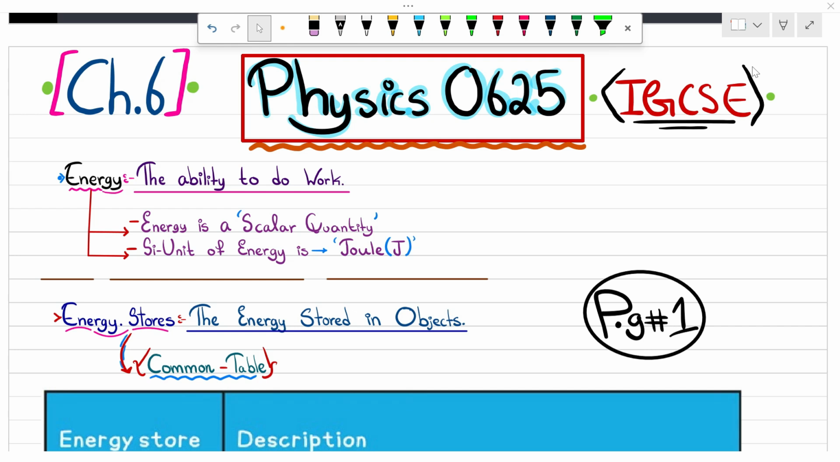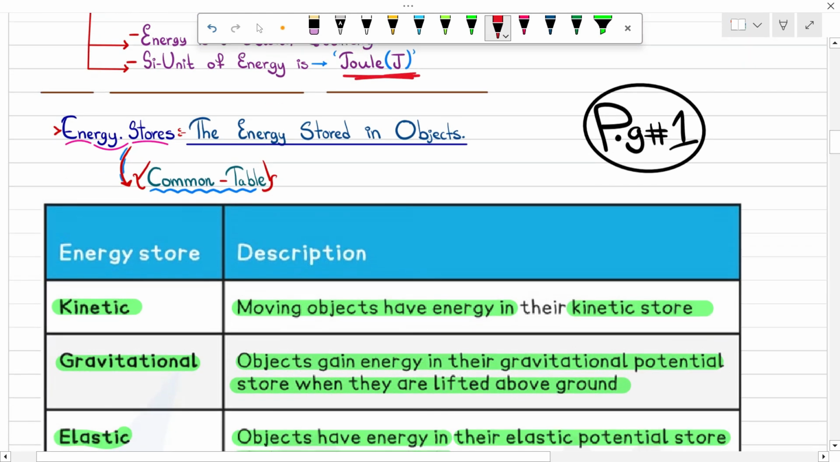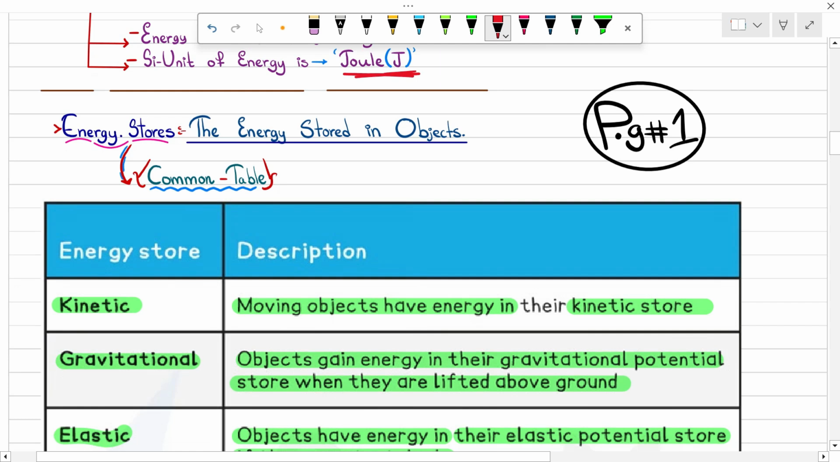All right, the SI unit of energy is joules. So energy is measured in joules. It's a scalar quantity. Now we know that energy is the ability to do work. We don't do energy. Energy is already stored in objects. What we do is we transfer energy from one object to another, from humans to other humans, from humans to objects, and etc. So energy stores is the energy stored in objects.